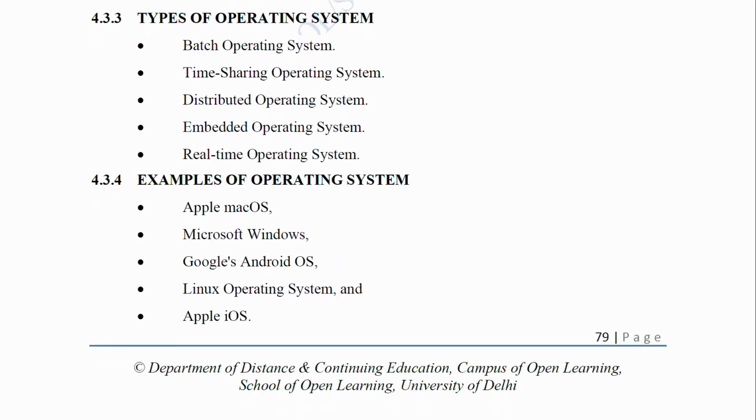4.3.3 Types of operating system. First point. Batch operating system. Next is time sharing operating system. Next is distributed operating system. Next is embedded operating system, and the last is real-time operating system. 4.3.4 Examples of operating system. First is Apple Mac OS. Next is Microsoft Windows, next is Google's Android OS, next is Linux operating system, and the last is Apple iOS.